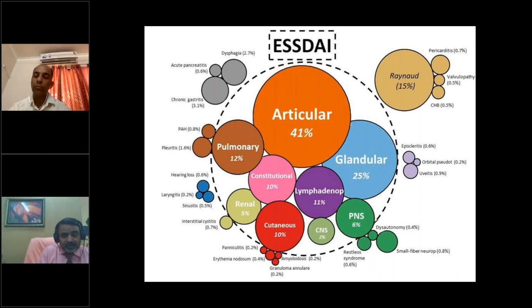And if we look at their feet, or we take the history of dryness, there will be a history of dryness, and on the legs there will be a purpura. So this condition is called Waldenstrom purpura, not Waldenstrom macroglobulinemia. This is called purpura of Waldenstrom, which may precede the onset of Sjogren syndrome or may follow the onset of Sjogren syndrome. And 15% of the cases of Sjogren may have Raynaud's phenomena also.